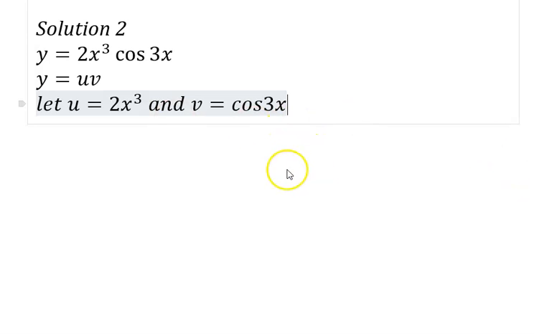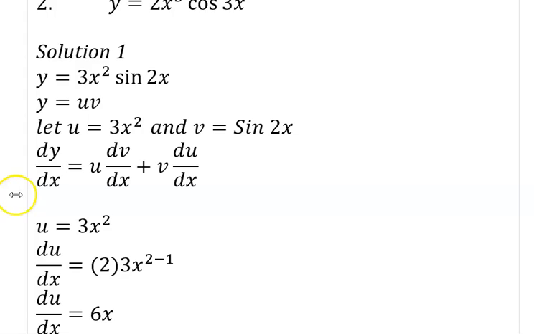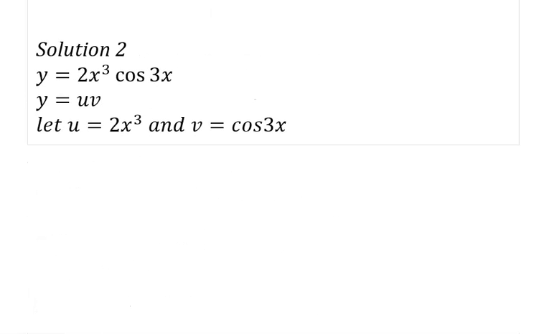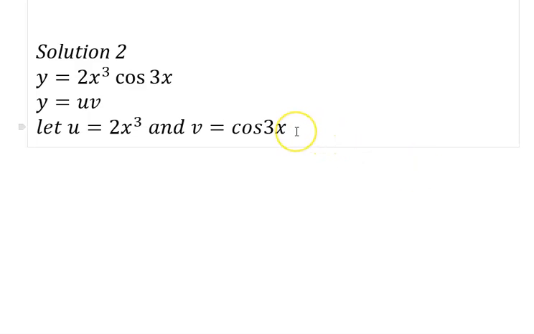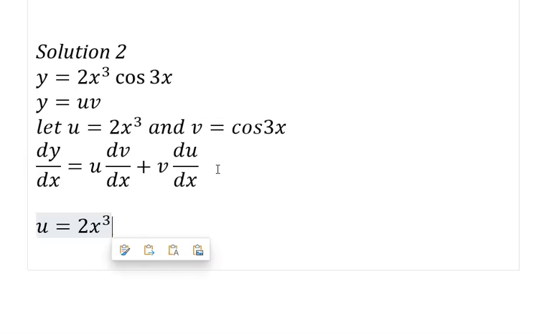Now, as usual, okay, let's bring our formula. As usual, our dy dx, because it's actually a product rule. So let's differentiate, like we did in the first.